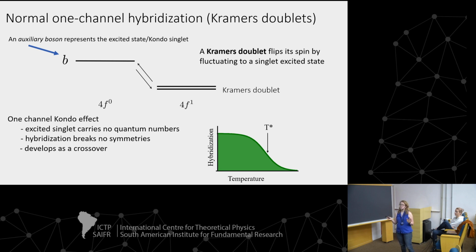And so there are no labels. The excited singlet has no quantum numbers, and your hybridization breaks no symmetries. I mean, it does in the large N limit, but you know that when you put in fluctuations, you end up having a crossover. So this is the theoretical model of the usual heavy Fermi liquid.